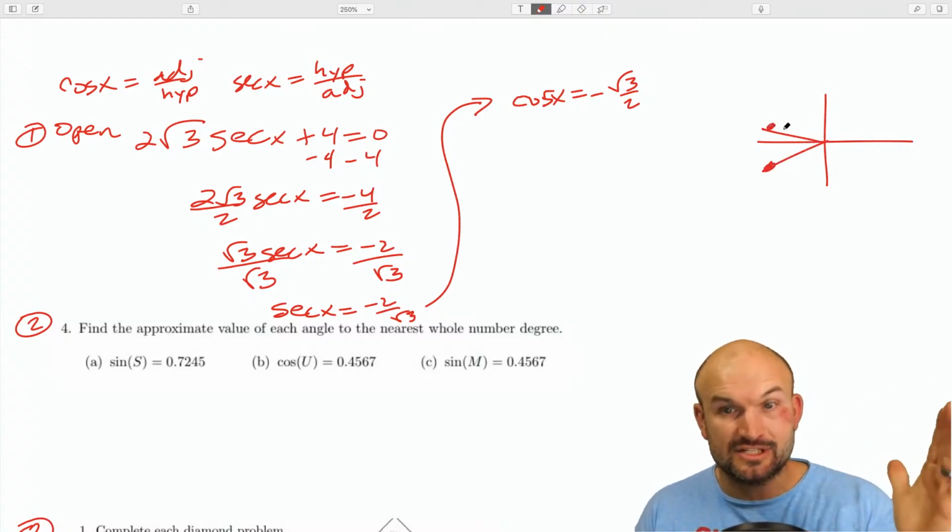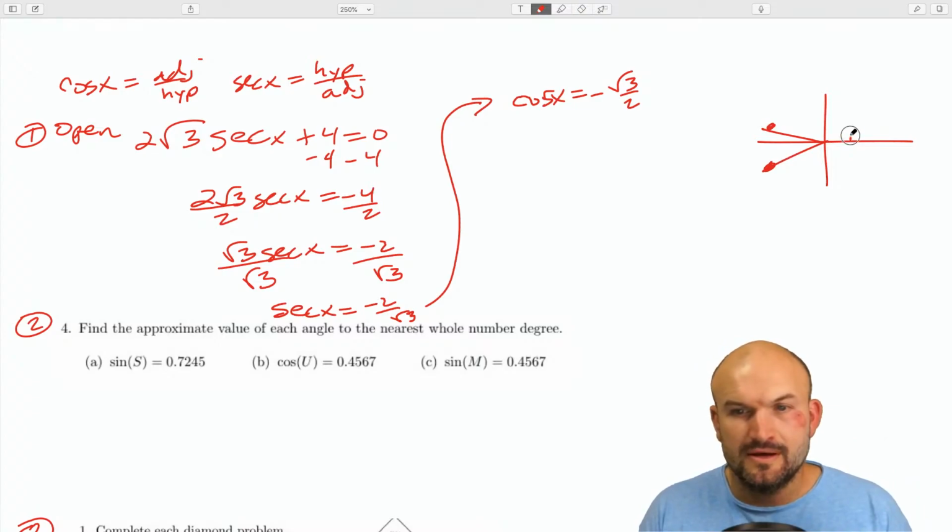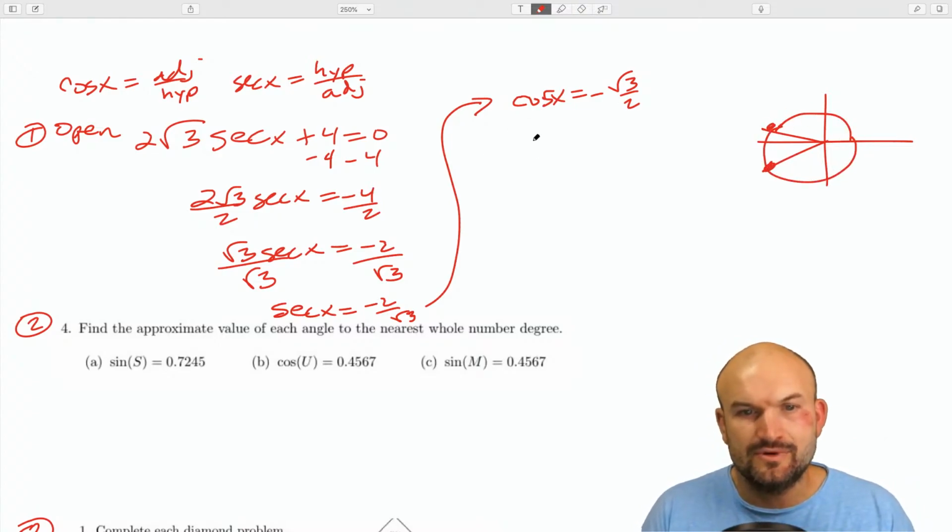Because cosine is the x-coordinate, it's going to be negative over here. And let's see, using the unit circle here, what angles is that? Well, you can say x is going to equal 5 pi over 6, and then x equals 7 pi over 6.